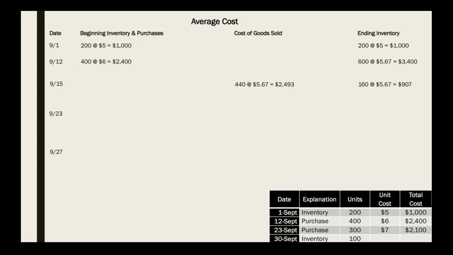For our average unit cost, you'll notice it did not change. That average unit cost will only change with a purchase. So we can write out that our 160 units are at $5.67. You multiply those together and you will get 907.